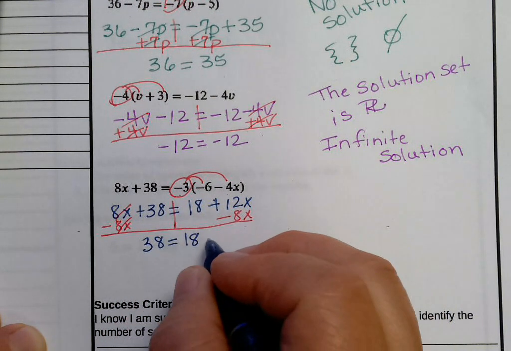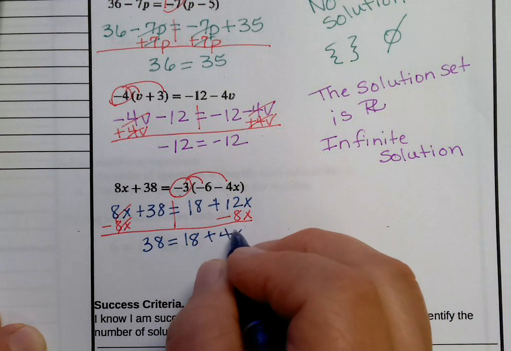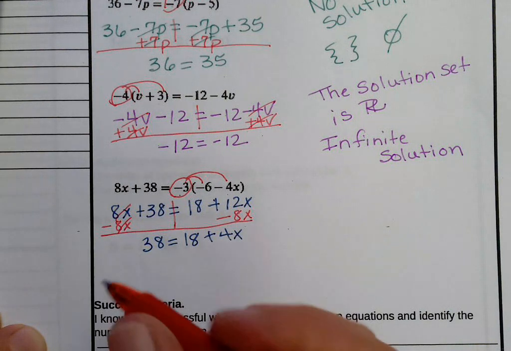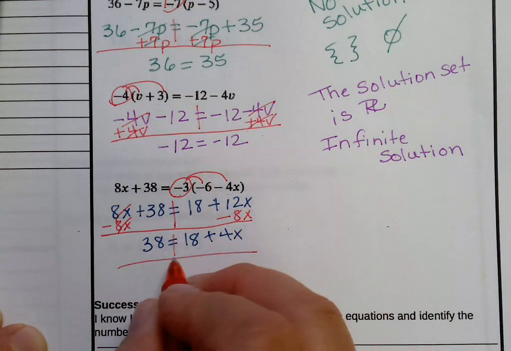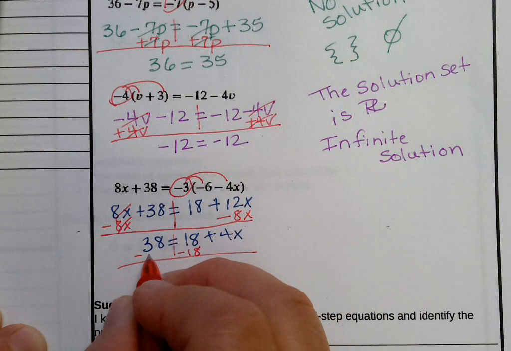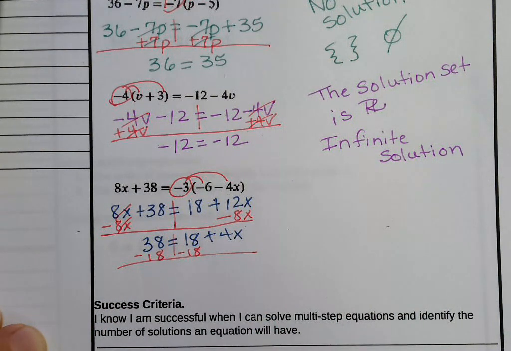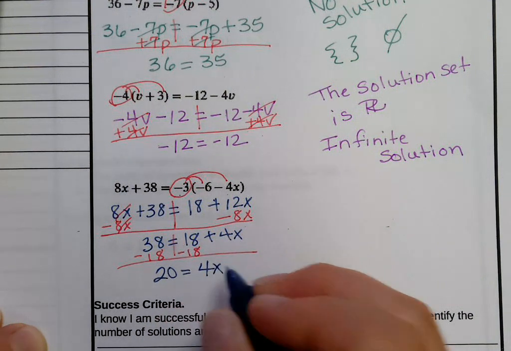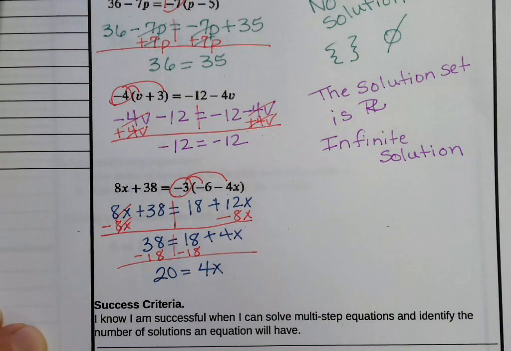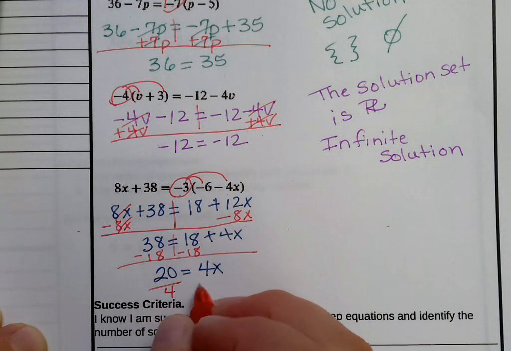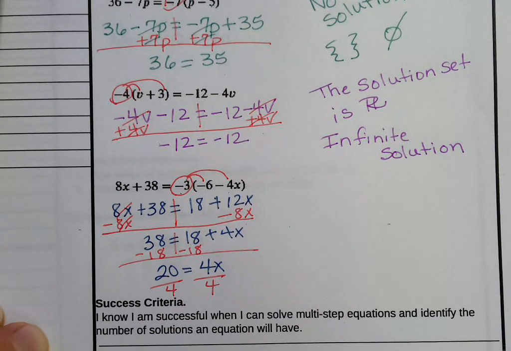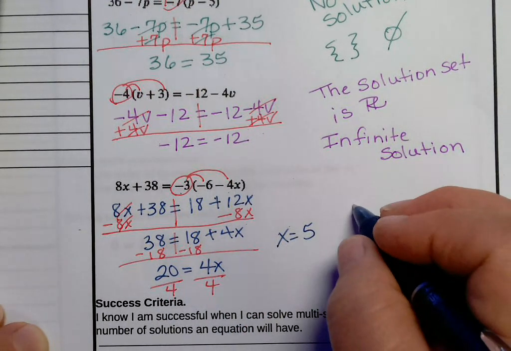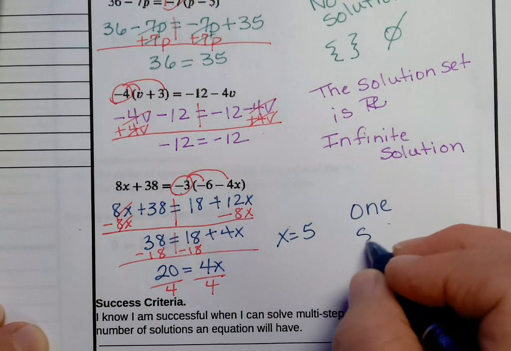12 minus 8 is 4, plus 4x. Okay, get your numbers all to one side. Subtract 18 from both sides. 20 is equal to 4x. Divide by 4. x is equal to 5. In this case, there is only one solution.